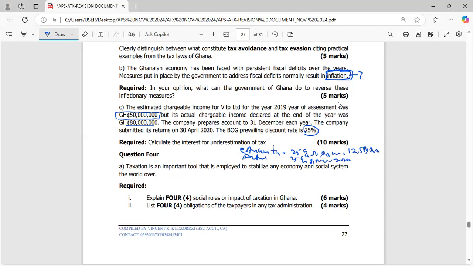The 20 million, find 90% of it. That will give you 18 million. So 18 million minus 12,500,000 will give you 5,500,000. So the interest will be 25% multiplied by 5,500,000. You are good to go.